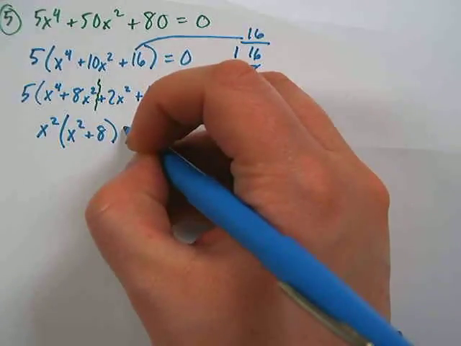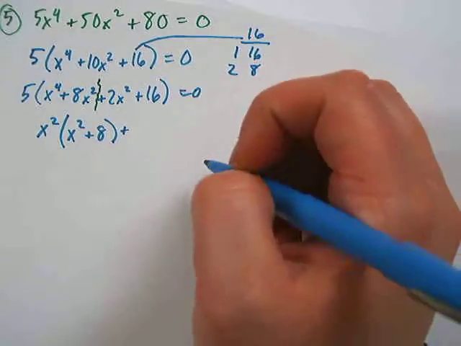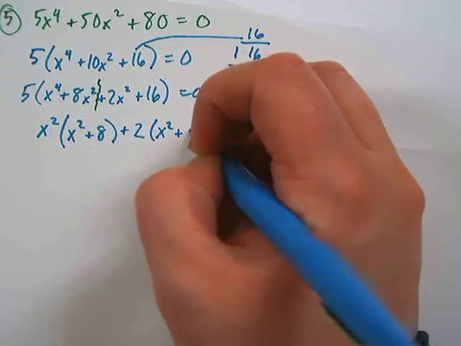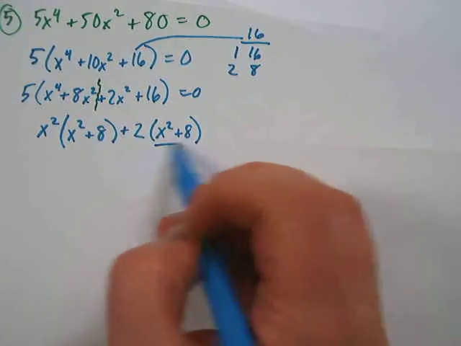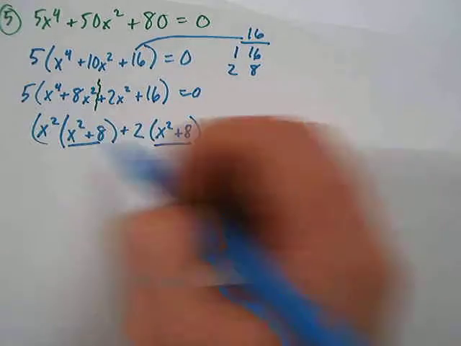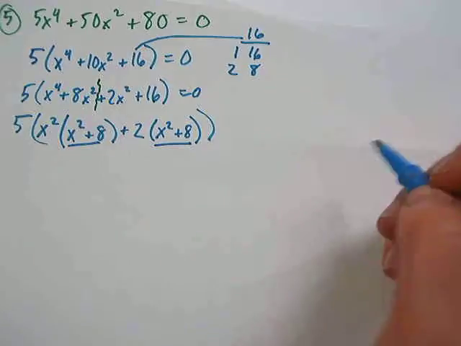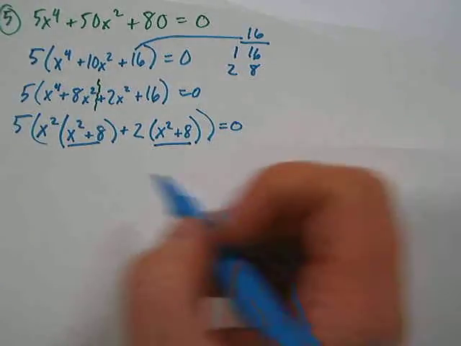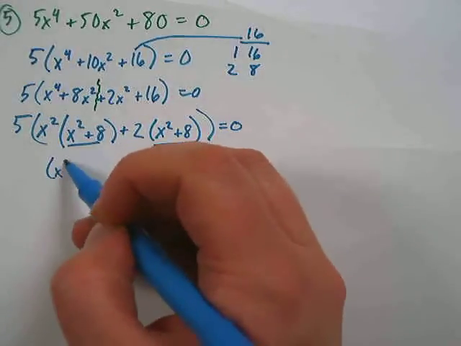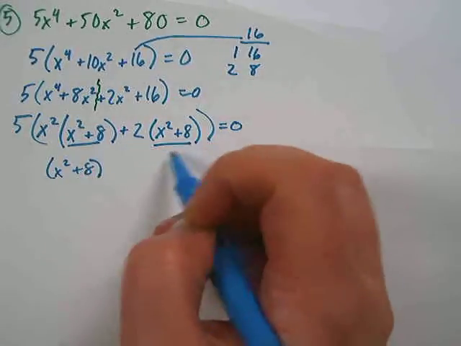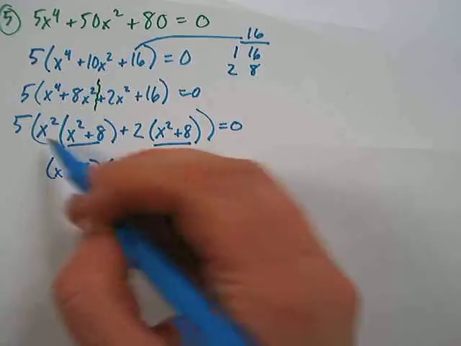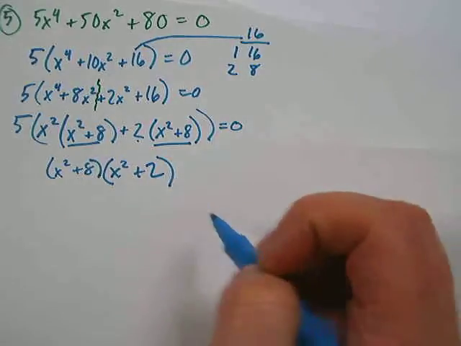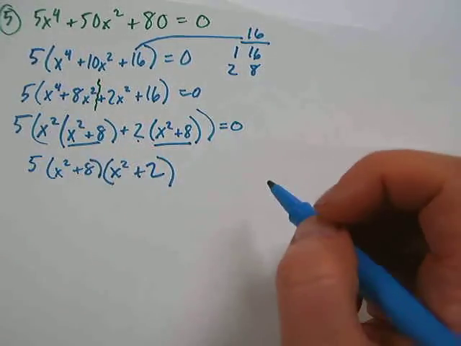And then we have, on this side, our GCF is just going to be 2. So we have 2 times x squared plus 8. And we know we did it right when both the things in the parentheses are the same. And then, of course, we still have our 5 here hanging out with us on the outside. All right, now to finish factoring, we just have x squared plus 8. So we take our thing in the parentheses. And then we also have x squared plus 2. So whatever's left over we put here. And we have our 5 still on the outside.